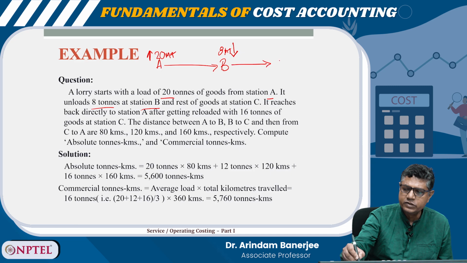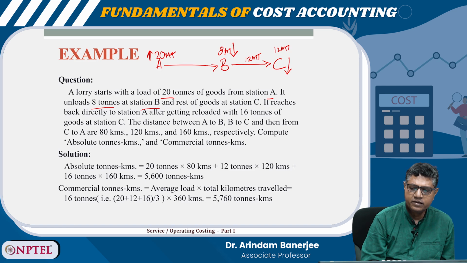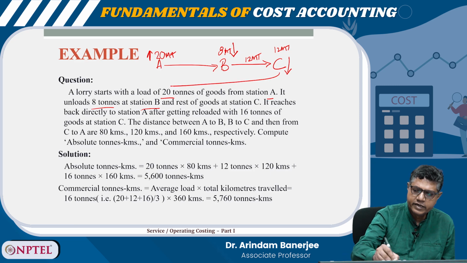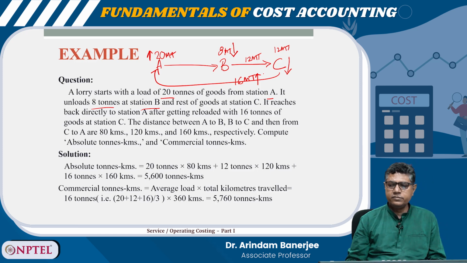Then it goes to station C. Of course, 20 minus 8, that means it is carrying 12 here, right, and it unloads the 12 there, and it reaches back directly to station A after getting reloaded with 16 tons. So, it comes back here after getting reloaded with 16 tons.